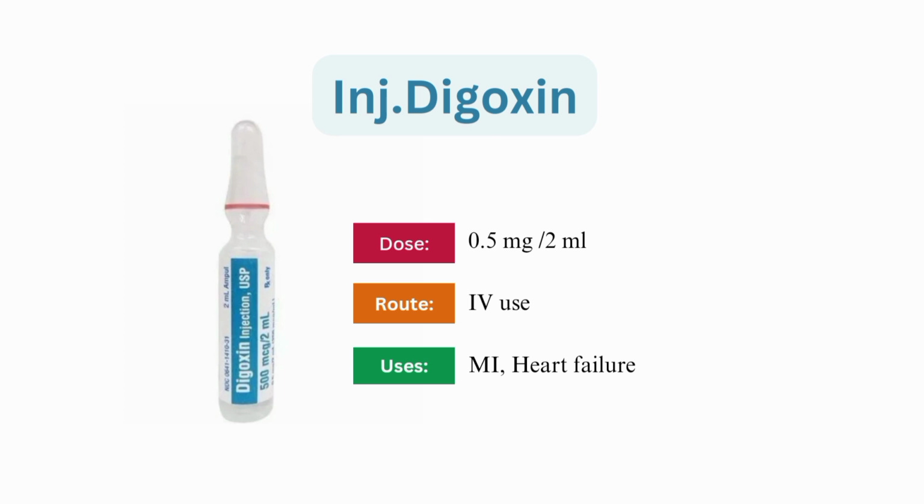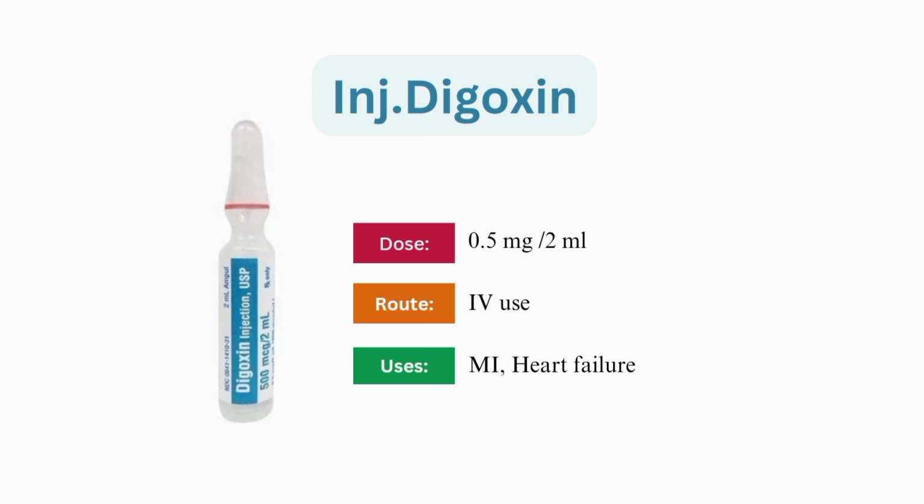Potassium, magnesium, and calcium levels should be monitored, as imbalance can increase the risk of digoxin toxicity. Digoxin is primarily excreted by the kidney, so renal function should be monitored and the dose adjusted accordingly. And here the contraindications and precautions are ventricular fibrillation and acute myocardial infarction.